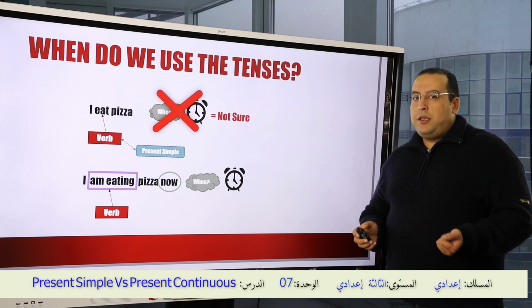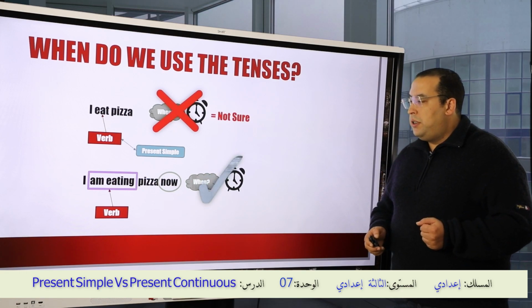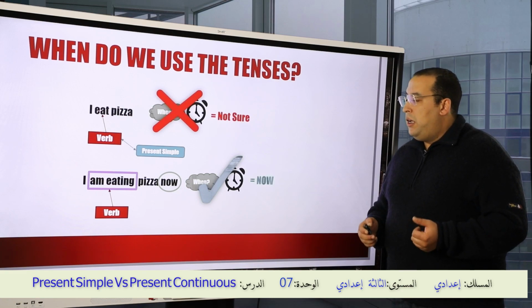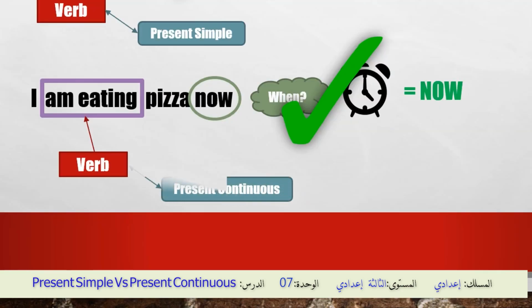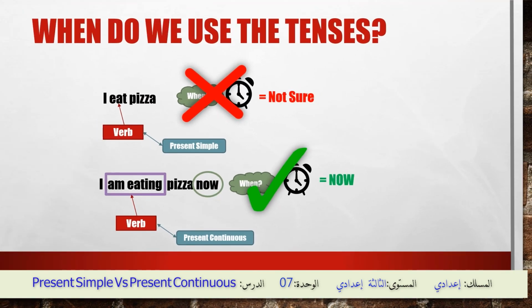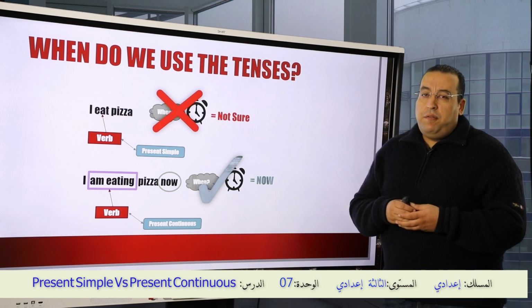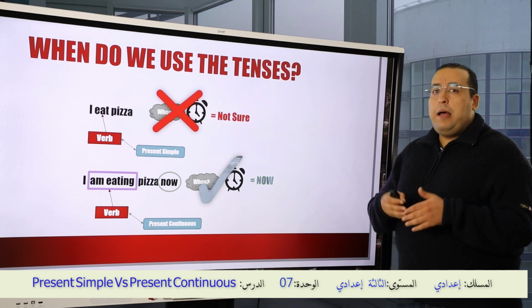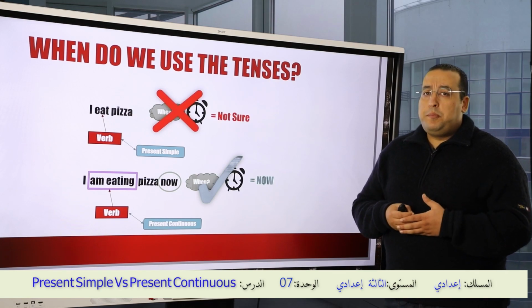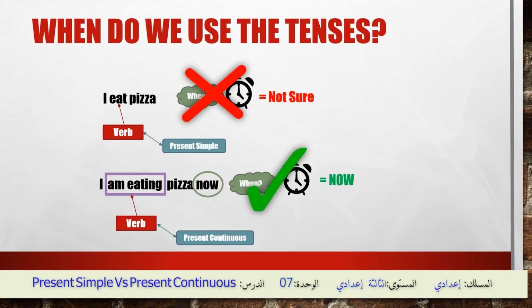So which tense did I use here? Yes, of course, because we know the time, it is now. I am using the present continuous. So the difference between these two tenses, the present simple, we don't know when, or we don't mention when the verb happens, so we use the present simple. And if you want to say that the verb happens now, the action takes place right now, at this moment, we use the present continuous.